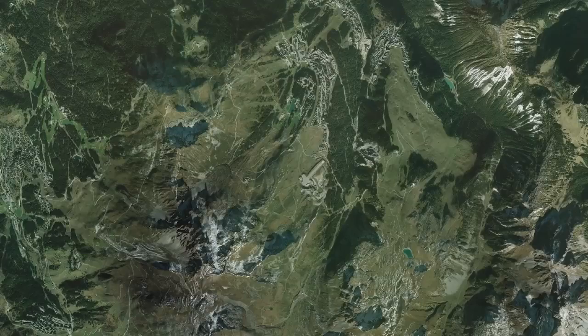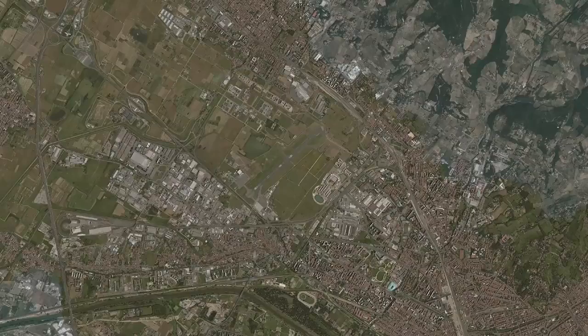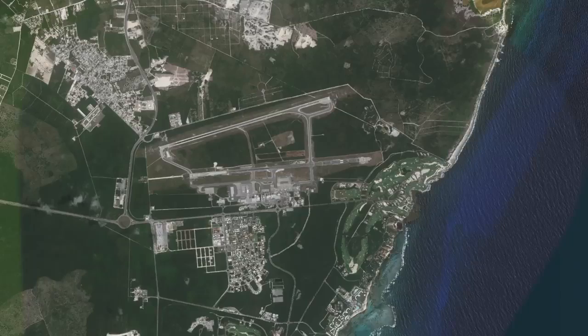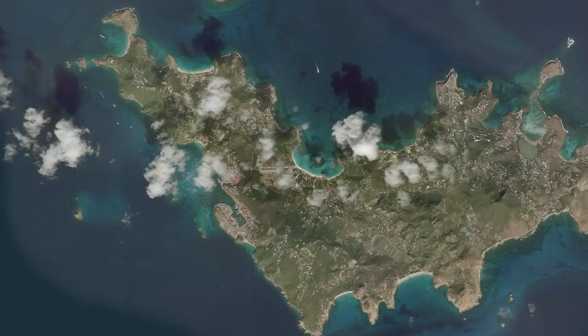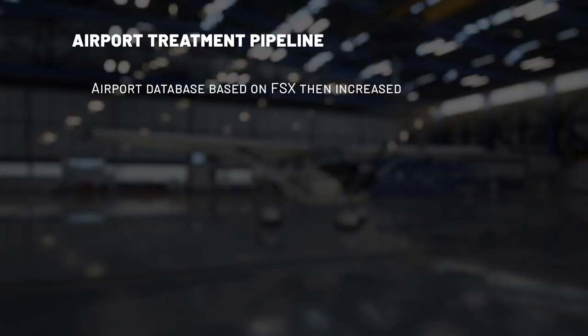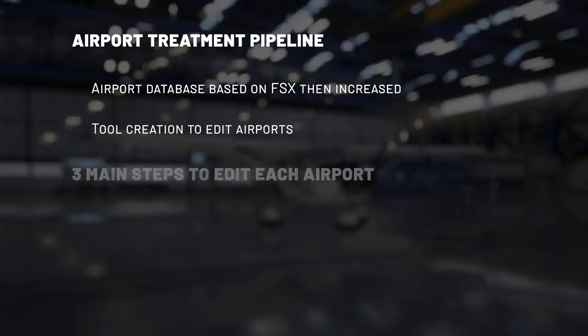This technique involves editing each airport manually, which means particular attention to details has been given to every single one of them, to bring them a step closer to reality. This work has never been done at this scale, and that's why we needed to create a specific tool for developers to handle airport editing. Now, I'll take you through this edition process. This pipeline has been used for every single airport.